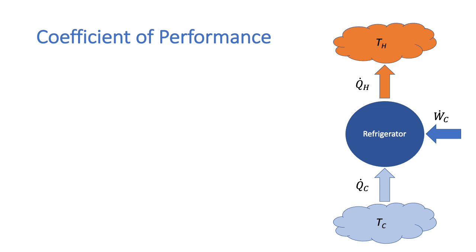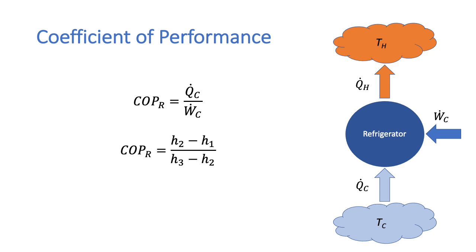The coefficient of performance of a refrigerator, COPR, is equal to Q dot C, which is the heat removed from the cold space, divided by W dot C, which is the power supplied to the refrigerator. The coefficient of performance, therefore, is given by H2 minus H1 divided by H3 minus H2.